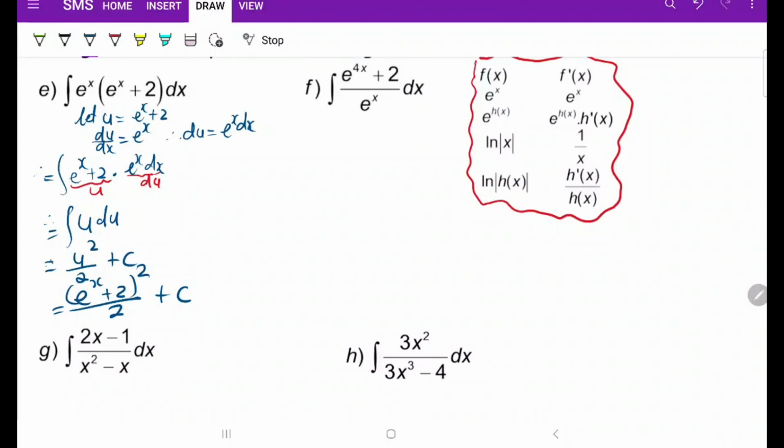With the next question, we can split this up and rewrite it as e to the 4x divided by e to the x, plus 2 times e to the x over e to the x, dx. From here, we will split this up and simplify. This is now the integral of e to the 3x, plus the integral again of 2 times e to the minus x, everything of dx. We'll just be taking individual integrals of these.